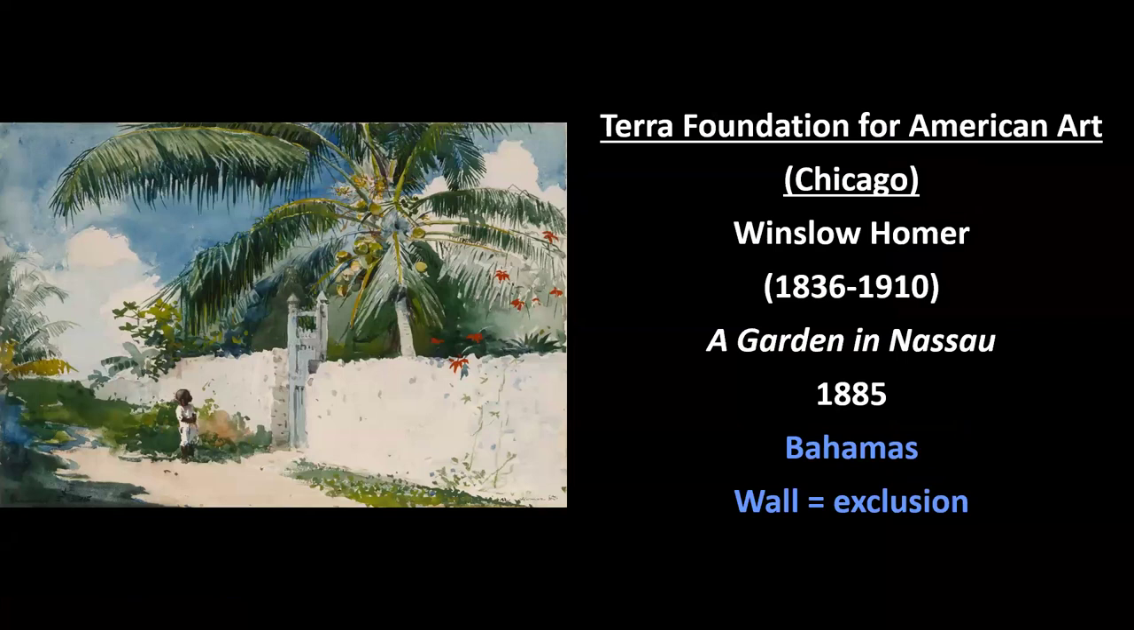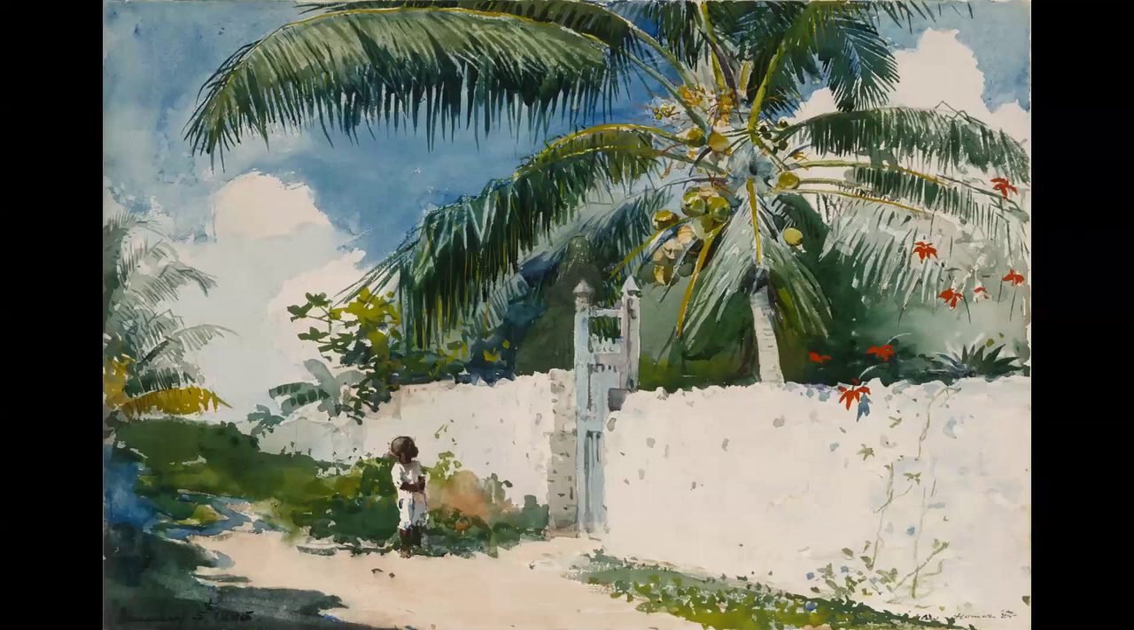This is called A Garden in Nassau, also from 1885. This one is interesting. People have wondered if he's trying to imply a message here, because there's this lush garden over here, and then there's this high wall, and the young boy is looking over the wall. So it's a very divisive type of setup, and maybe it's just by chance, or is he perhaps trying to imply something here?